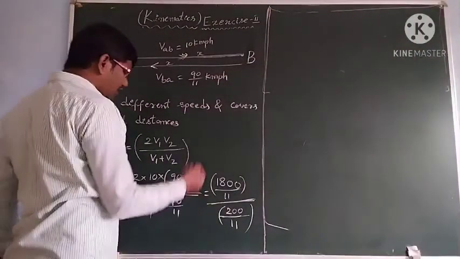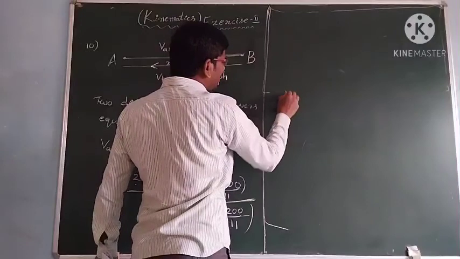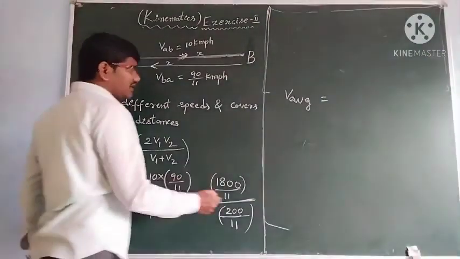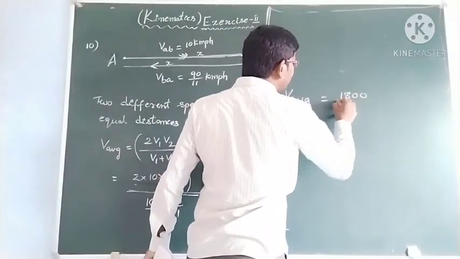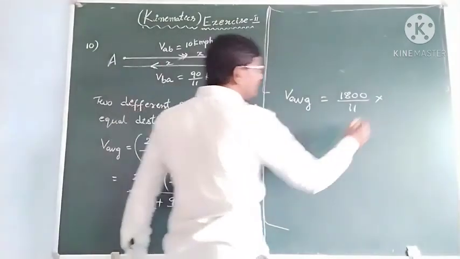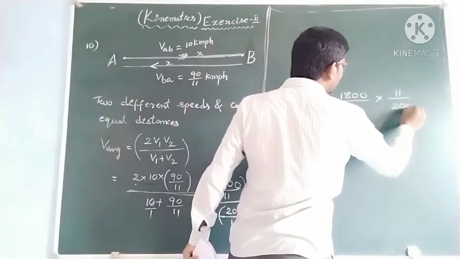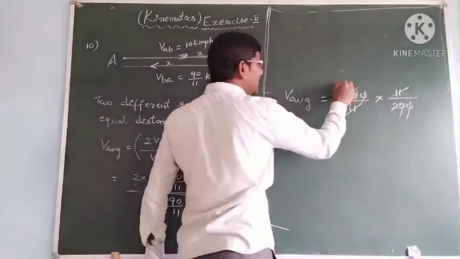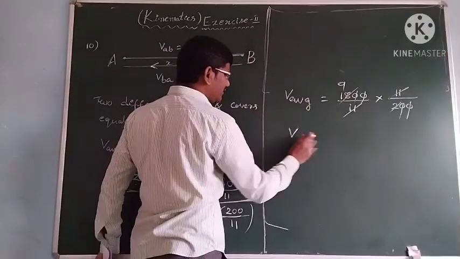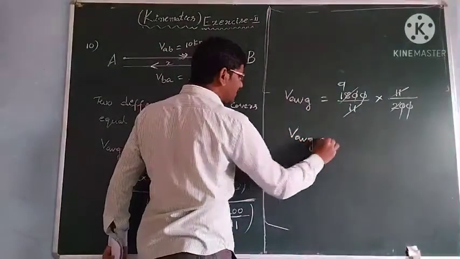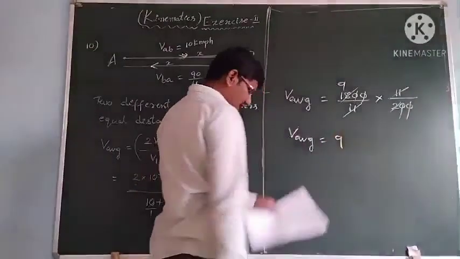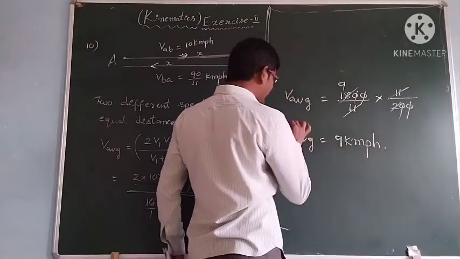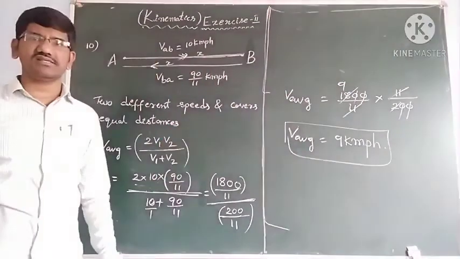Then see, students, how much we are getting for V average. V average is 1800 by 11 into 11 by 200. Two zeros get cancelled, 11 gets cancelled, and two nines are left. Then V average is equal to 9 kmph, kilometer per hour. Okay students, this is the solution.